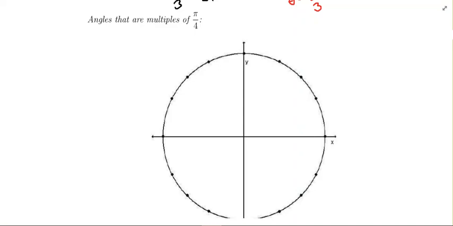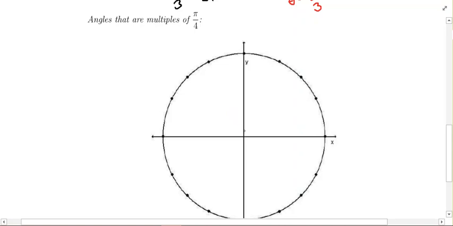All right, so now we're going to look at the angles on the unit circle that are multiples of pi over 4. We're going to do this in the same fashion that we created the angles that are multiples of pi over 3 in the last video, okay? So remember, this is going to be our unit circle.